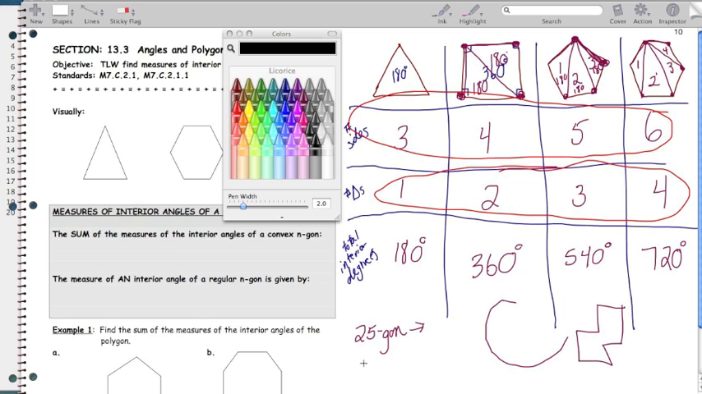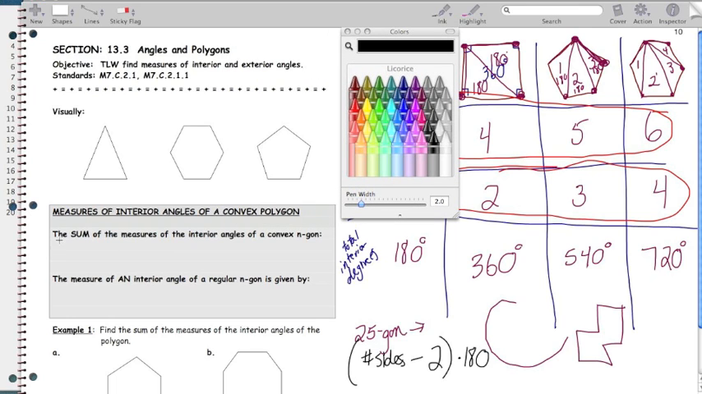We end up finding that all we have to do is take the number of sides, subtract 2 from that, and that will tell us how many triangles we get, and then we multiply that by 180. And that, ladies and gentlemen, is how you find the sum of the measures of the interior angles of a polygon. You're going to do n minus 2. We'll let n equal the number of sides, and then multiply that times 180. Multiply that by 180 because 180 is how many degrees are in each triangle.